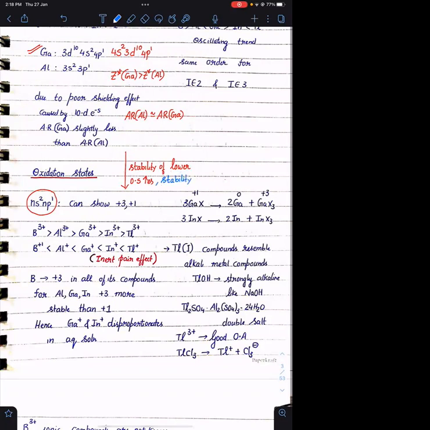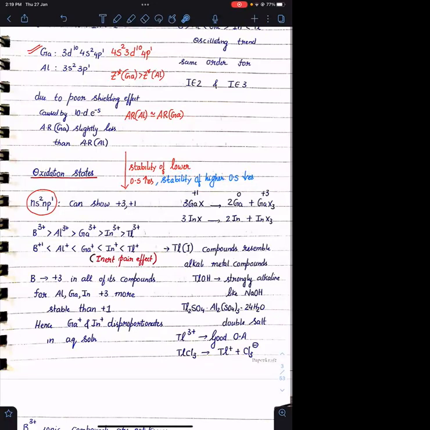Remember, stability of higher oxidation states decreases. याद है? So इस particular group में, if I am comparing the higher oxidation state, down the group the stability of higher oxidation states decreases. इसलिए B3+ greater than Al3+ greater than Ga3+ greater than In3+ greater than Tl3+. And यहाँ पे the stability of lower oxidation states is increasing. इसलिए B+ less than Al+ less than Ga+ less than In+ less than Tl+.